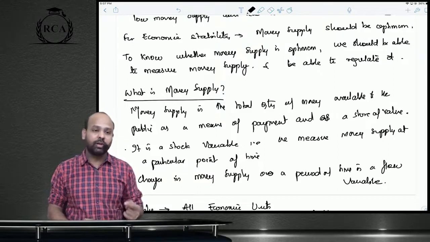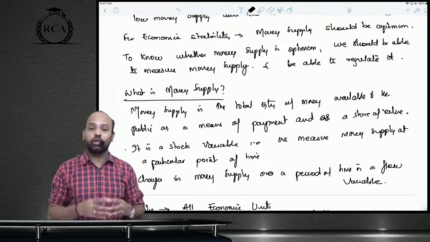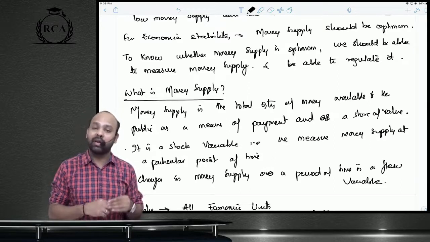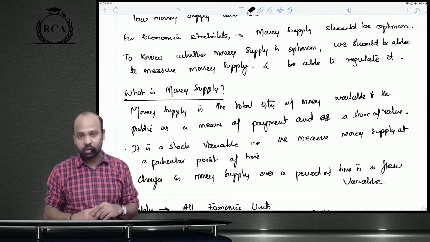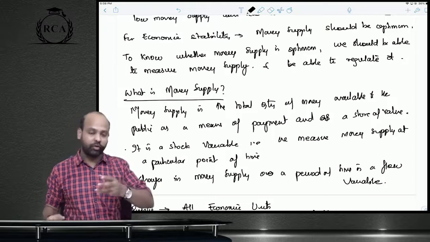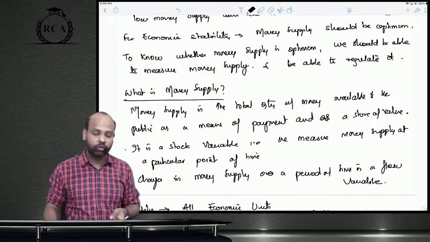When we use the word money supply, guys, we are basically talking about the total quantity of money that is available to the public as a means of payment and as a store of value. That is, it should function as a medium of exchange, guys, and as a store of value.